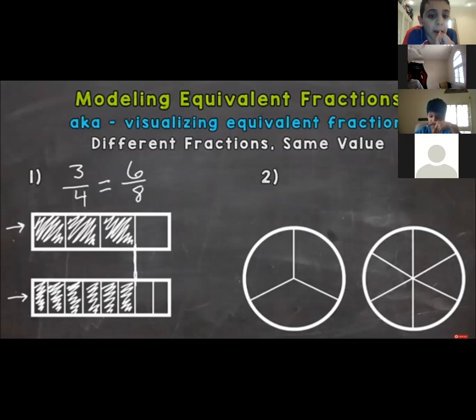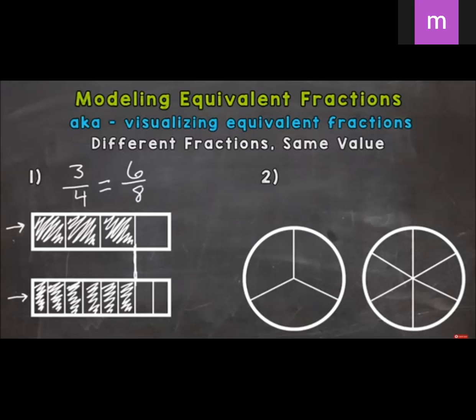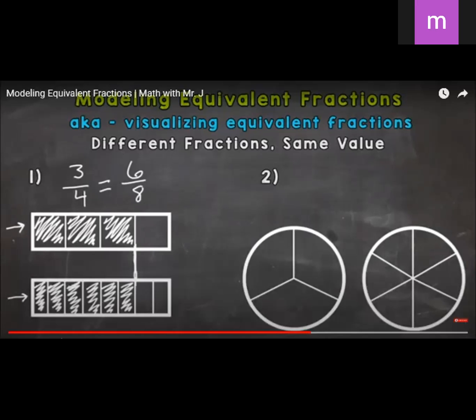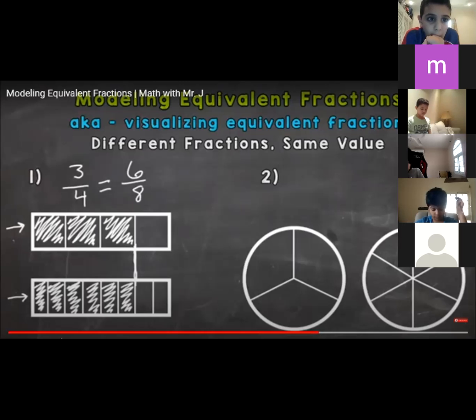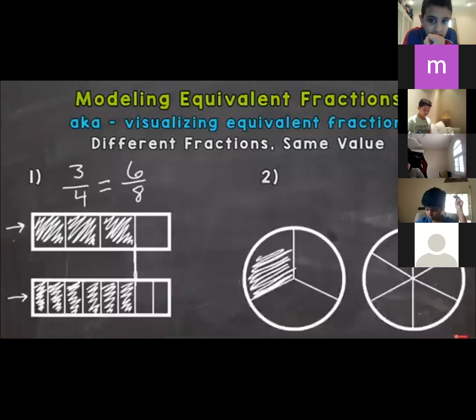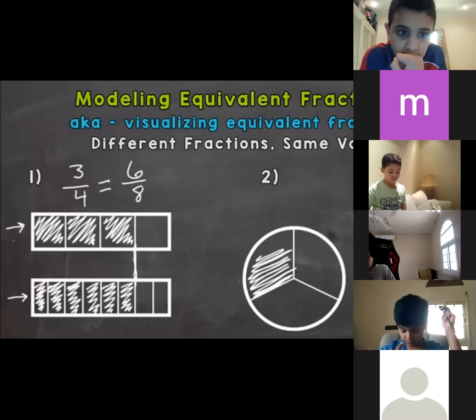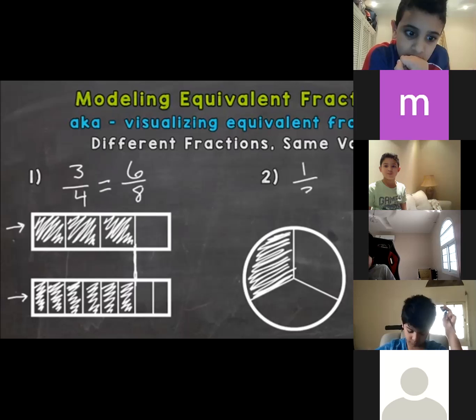So let's take a look at number 2, where we have two circles that are the same exact size but cut into a different amount of pieces. The first circle on the left is cut into 3 pieces, or thirds. So let's fill in one of those pieces. And that will represent 1/3. So we just modeled 1/3.